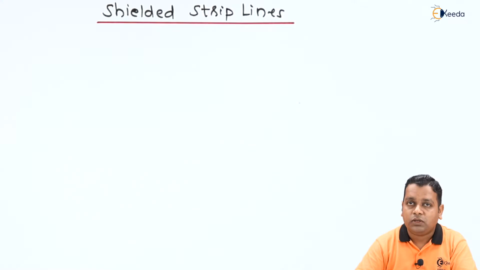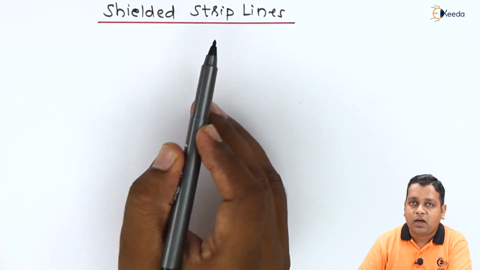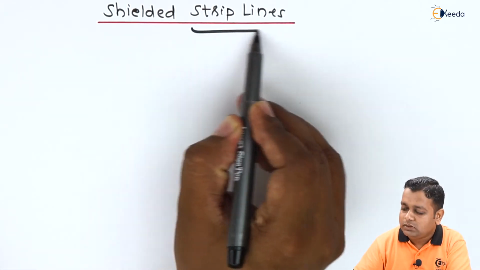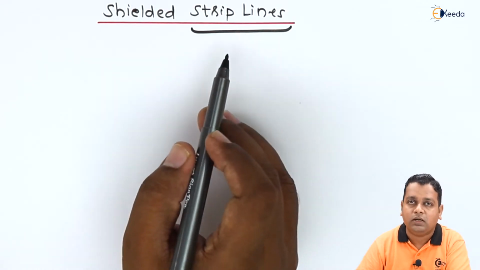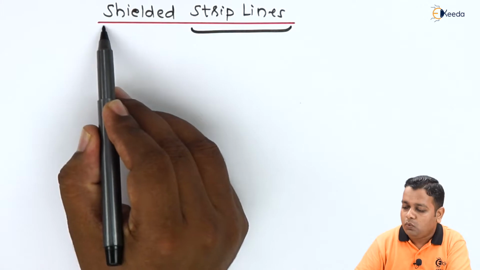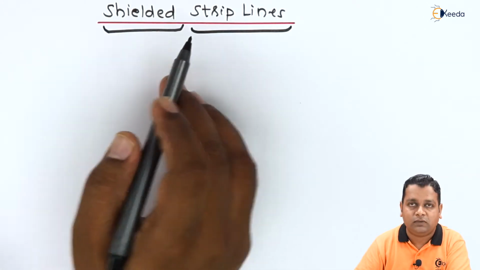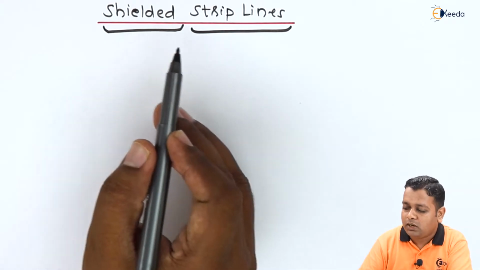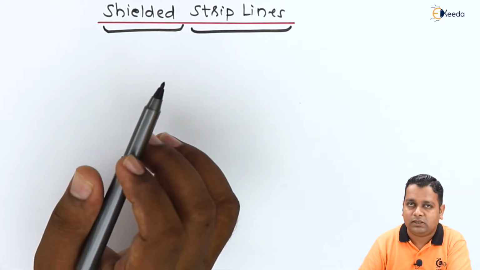So here we start with our topic titled shielded strip line. As we come to see the term shielded strip line, the strip lines are the basic transmission line that we have been dealing with throughout this chapter. Now what is the new thing with the name given to it as shielded? A shield means a kind of protection, a kind of envelope that will protect the inside structure from damage, in general.